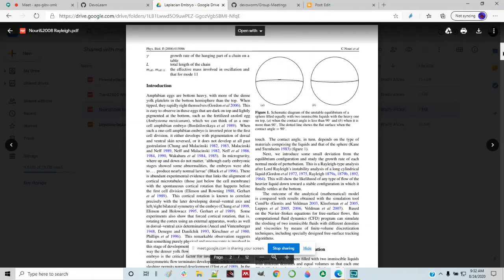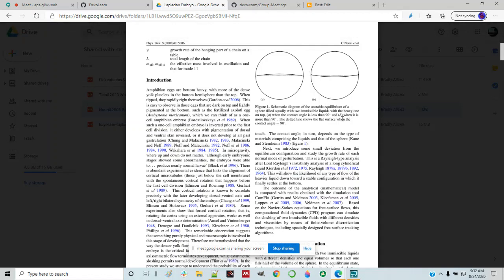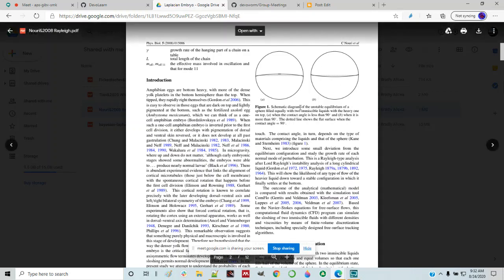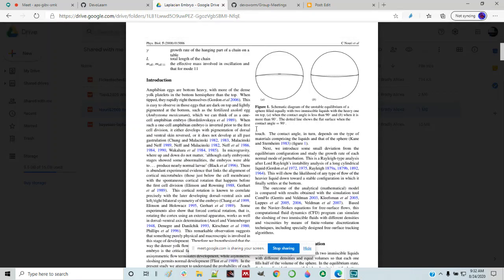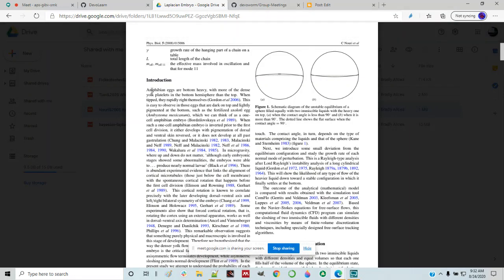And then a schematic diagram of the unstable equilibrium of a sphere filled equally with two immiscible liquids, with the heavy one on top, when the contact angle is less than 90 degrees. And then B, when it is more than 90 degrees. The dotted line shows the flat surface when the contact angle is at 90 degrees. So you get this slight curvature. And this is actually inspired by amphibian eggs. So our axolotl eggs that we've talked about in the meeting are amphibian eggs.